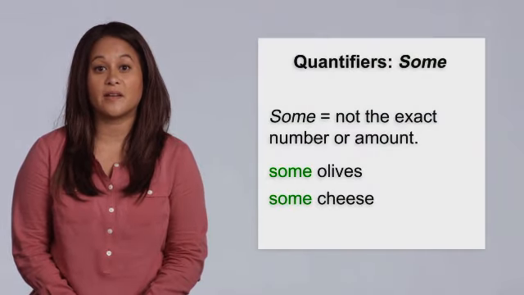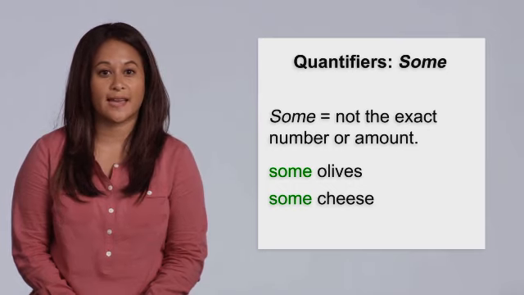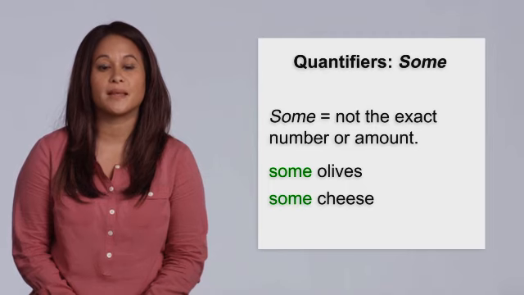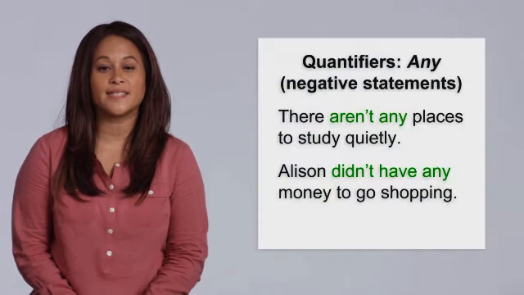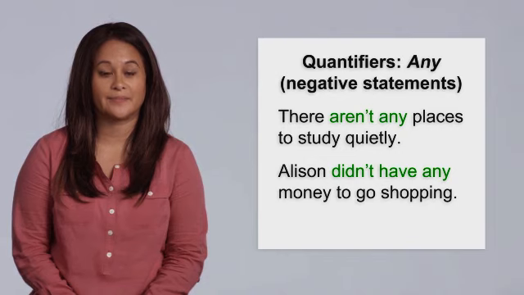Some means a number of or an amount. We use some when we don't say the exact number or amount. For example, some olives, some cheese. In negative sentences, use any. For example, there aren't any places to study quietly. Allison didn't have any money to go shopping.